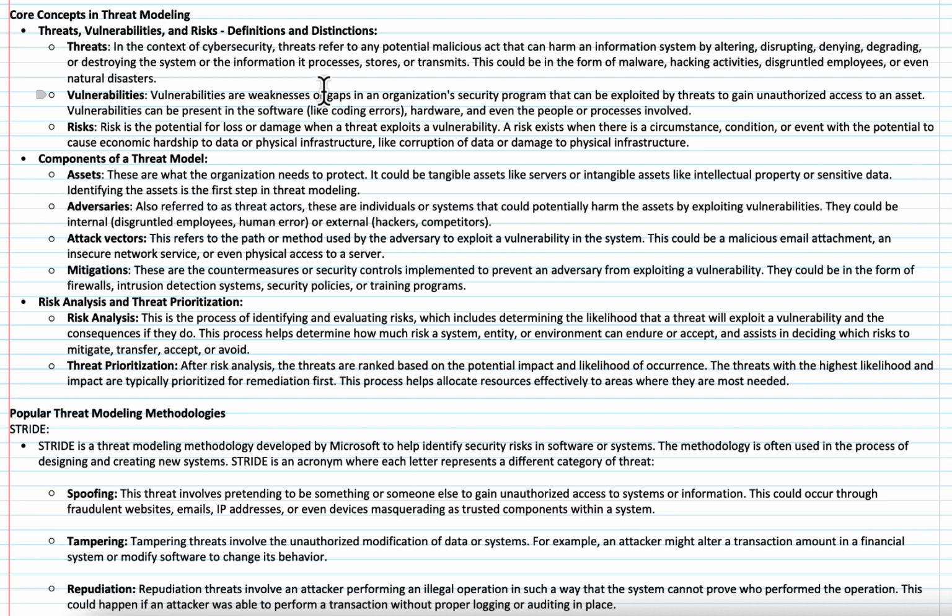It could be from a malicious email, or it could be from a vulnerable web server that's sitting out on the web. And then the risk analysis and threat prioritization. You need to understand the risk, and then how do you prioritize it to ensure that you put the most amount of resources that's profitable against that risk.